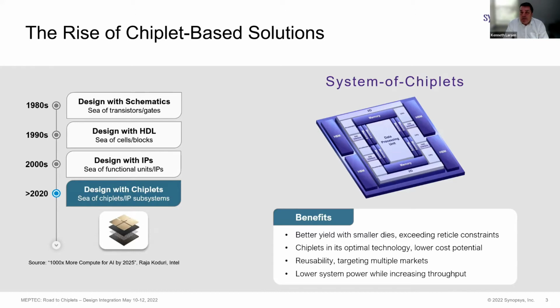Reusability is important as well. So when you're building the chiplets, you can use these chiplets in different markets and even different products. And some of the things that we are working on are to help lower the overall system power while increasing the overall throughput of the system itself. So these are some of the areas where systems of chiplets are offering value to our users and the chip maker industries.